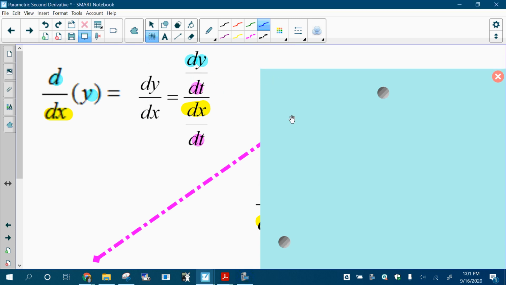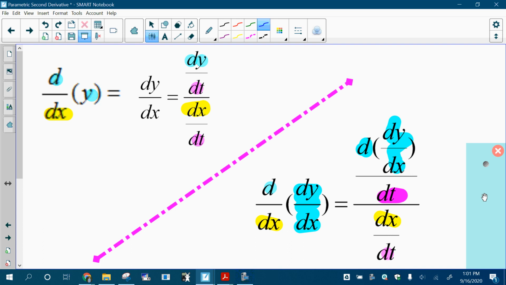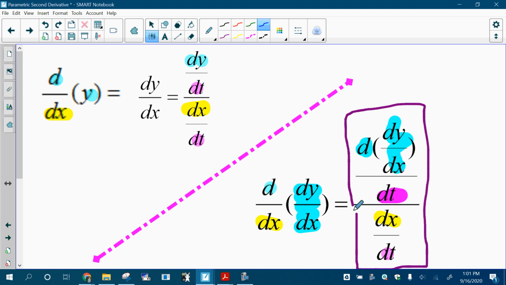If we think about that same idea with a second derivative, we're not doing d dx of y, we're doing d dx of dy dx. So what goes on top? Well, the derivative of dy dx. We toss it over a dt, and we put a dx dt on the bottom. This is the formula for how you find the second derivative of a parametric. The very, very weird part is this extra dx dt on the bottom.